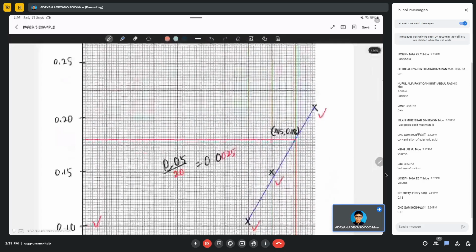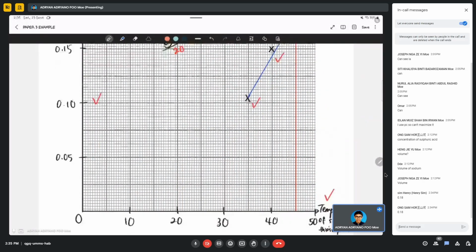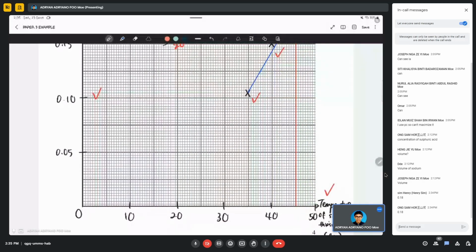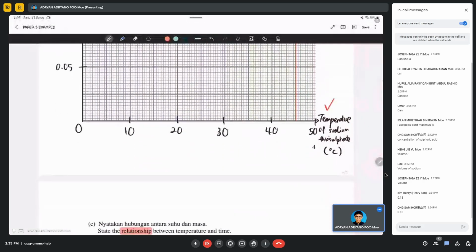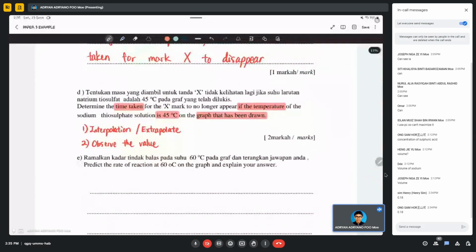So this one you must show this red line here. This is your interpolation. You get 1 mark. And then after that, what do you do? You just write. The time taken is 0.18. Okay, is this answer correct or not? You all tell me, correct or not? I want to know. Come on guys, answer in the chat. Is this answer correct or wrong? 0.18 second is the time taken.